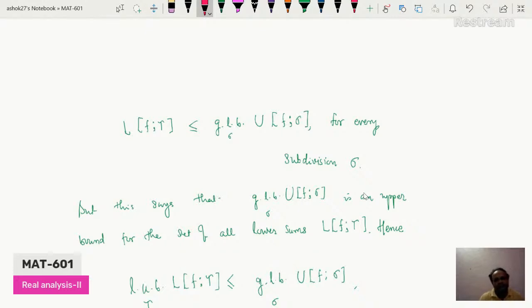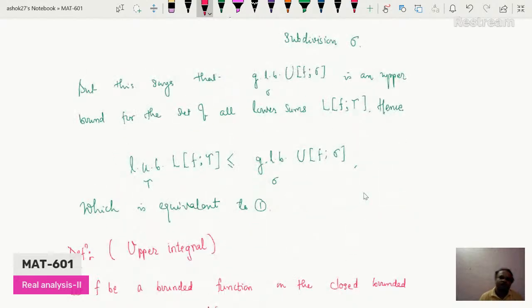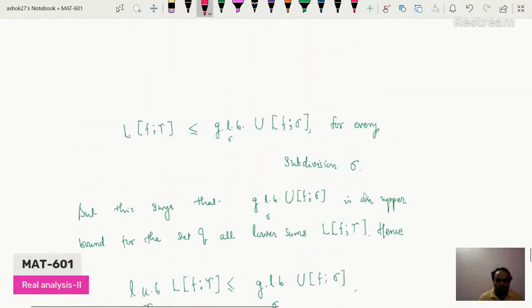But this says that the greatest lower bound of all upper sums of f with respect to sigma is an upper bound for the set of all lower sums of f with respect to tau. Hence, you can take the least upper bound of lower sum of f with respect to tau, where tau is any subdivision and varies, which is less than or equal to the greatest lower bound of upper sums of f with respect to sigma, where again you are taking the greatest lower bound with respect to sigma.